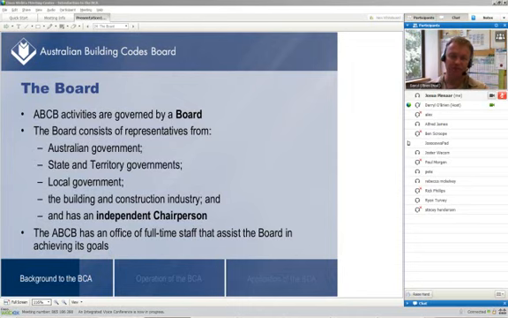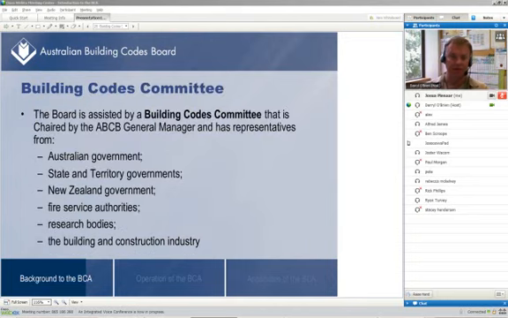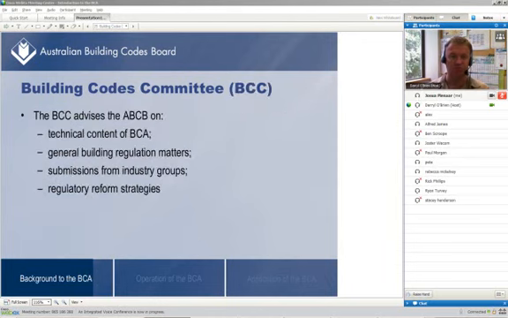So industry representatives on the ABCB, I think the HIA are on there, the Master Builders are on there, the Australian Institute of Building Surveyors are on there. There's a number of industry bodies on there to make sure that anything that comes through really reflects the needs of the industry and is sensible, I guess you could say. The board is assisted by a Building Codes Committee that is chaired by the ABCB General Manager and has representatives again from Australian Government, State and Territory, New Zealand, Fire Services Authorities, research bodies and again the building and construction industry. So it has a range of stakeholders that have given voice to that board.